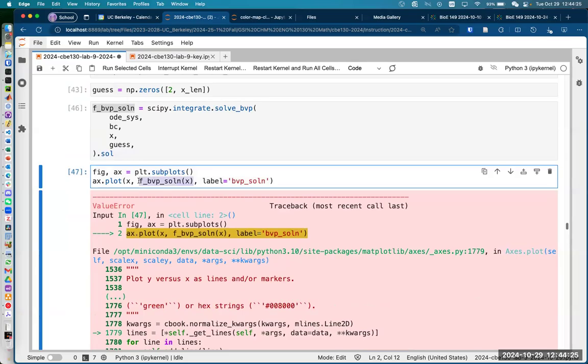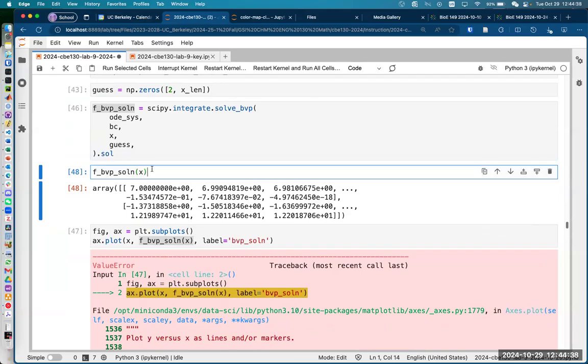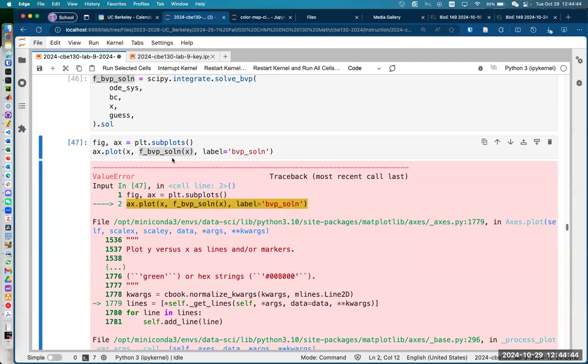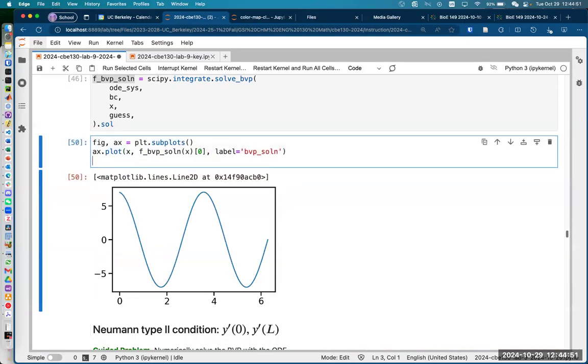So whenever we use the solve BVP function, it always returns a list with 2 elements. First element is the original function. Second element is the first derivative. So we need to index to the 0th index in order to get the original function. Because we have a value error here, we need to index to 0. And this gives us the final result.